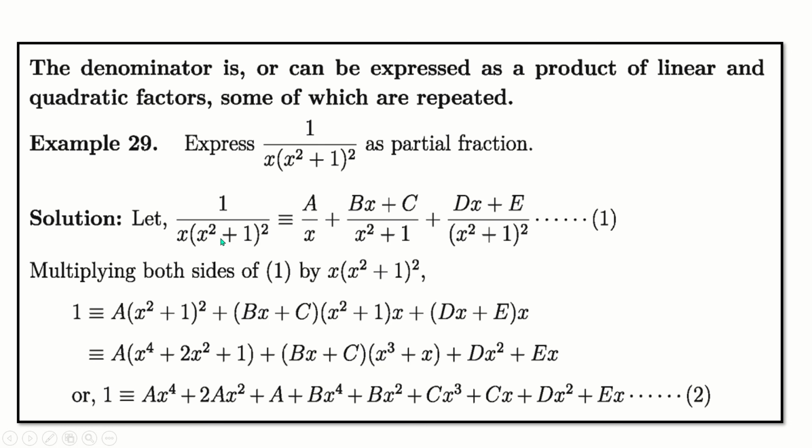And the same process you have to follow to calculate this. For calculating we have to multiply both sides by the denominator of the left side. As a result, the left side will be 1, and the right side will be a into x square plus 1 whole square, plus bx plus c into x square plus 1 into x, plus dx plus e into x. Okay, and finally we will get 1 is equal to this. Now equating the coefficients on both sides, we can easily find the values of a, b, c, d and e.